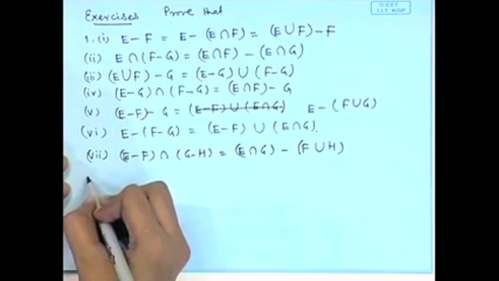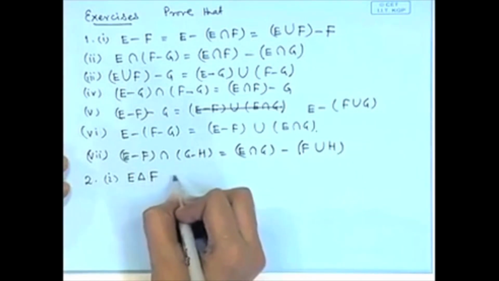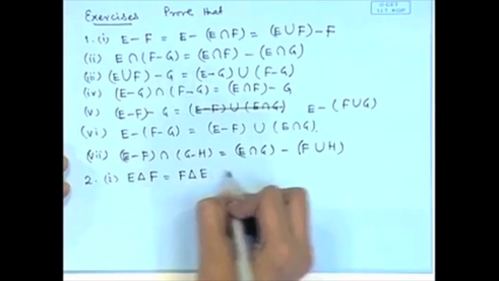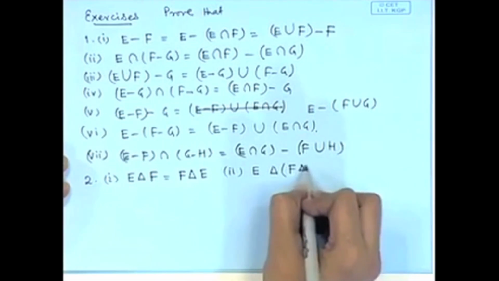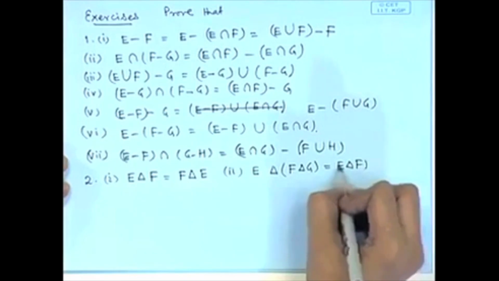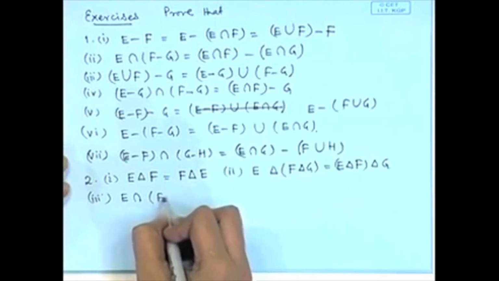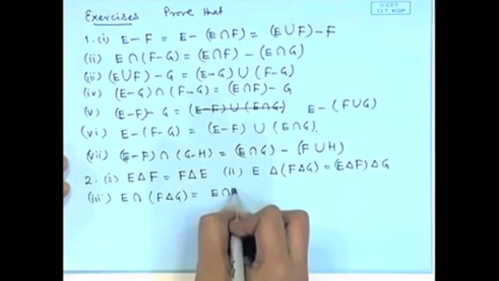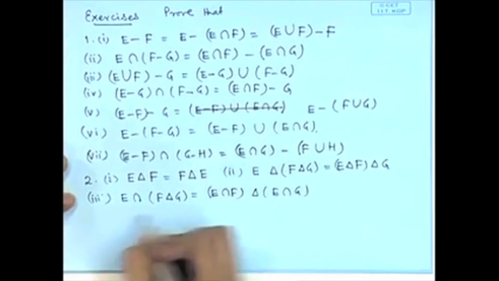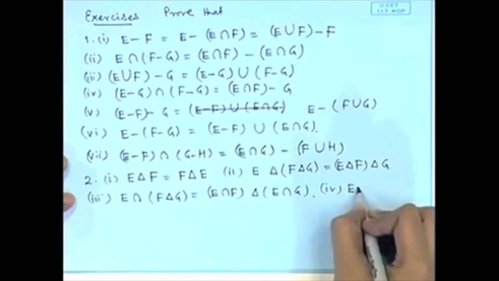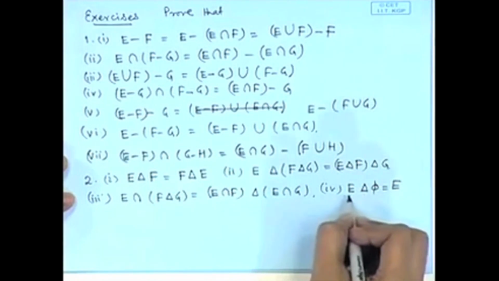Certain relationships which are true for the symmetric differences are given in the next exercise. For example, the symmetric difference of E with F is the same as the symmetric difference of F with E. Symmetric difference satisfies the associative property, that is E delta F delta G is the same as E delta F delta G. E intersection F delta G is equal to E intersection F delta E intersection G. That means intersection and symmetric differences are distributive. If we consider the symmetric difference of a set with the empty set, then we get the same set. That means as a group theoretic operation, the empty set acts as an identity operator.